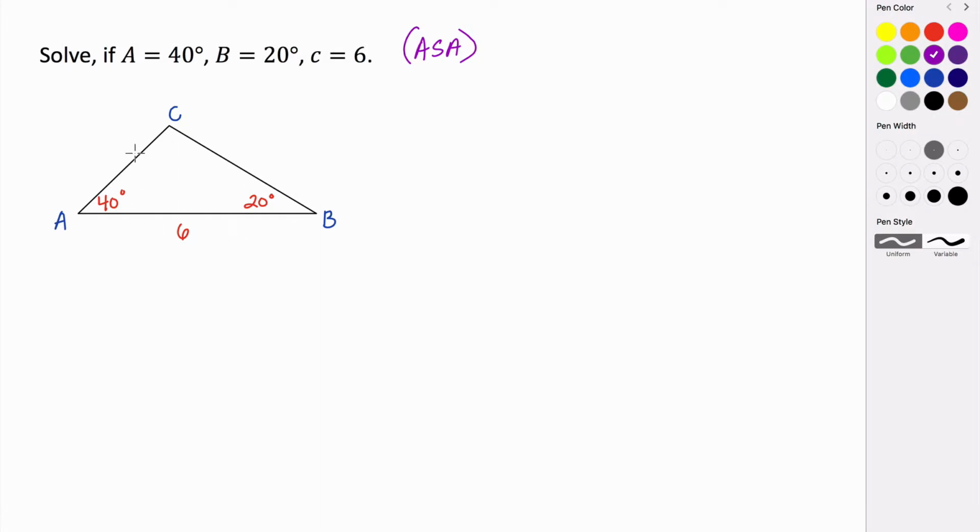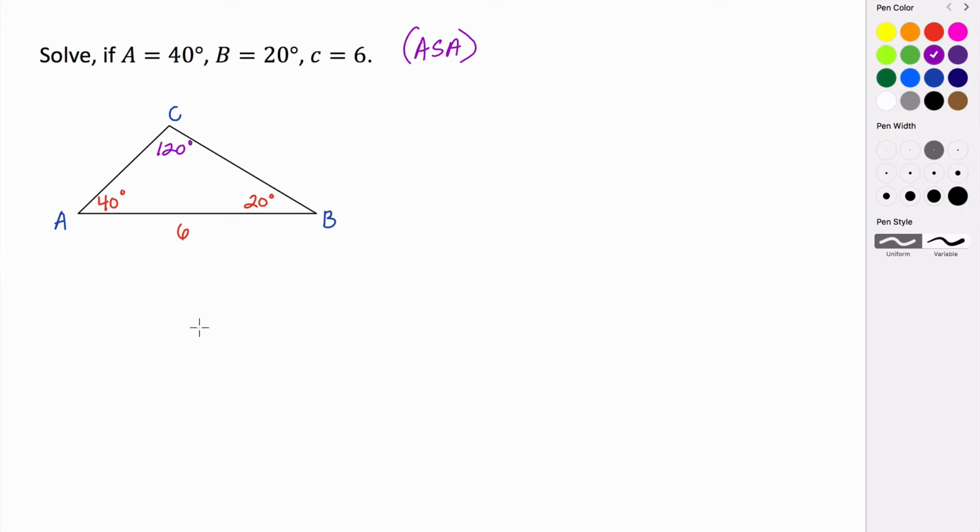So the first measure that we're going to find is the measure of angle C, because we need to find the measure of angle C in order to have our angle side pair. Luckily, we can do that because we know two angle measures. So we can find the measure of angle C by taking the sum of A and B and subtracting from 180. So 40 plus 20, that's 60. 180 degrees minus 60 degrees is 120 degrees. So that's the measure of angle C.